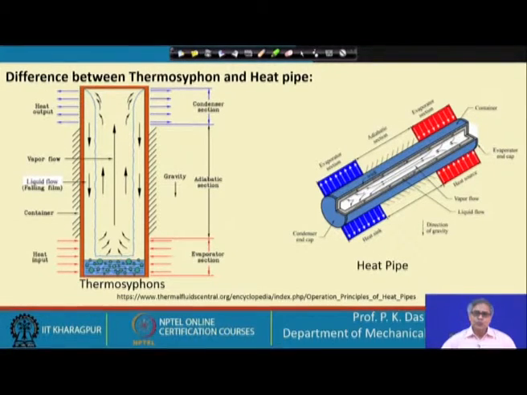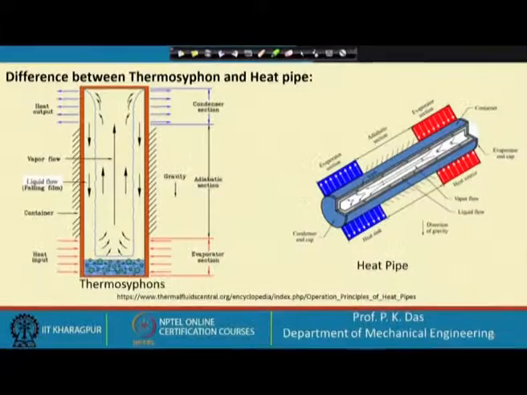And once you put the working fluid, the metallic cylinder is partially evacuated, and then it is sealed. And then in this metallic cylinder there is another very important structure which I have mentioned, that is the wick structure or capillary structure, which provides the return path of fluid from the condenser to the evaporator.